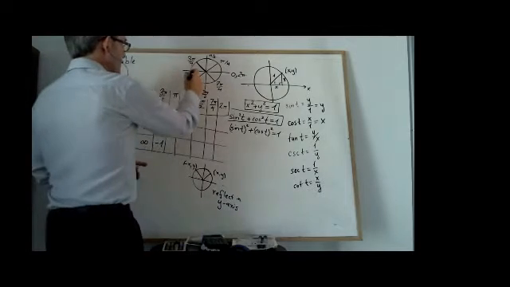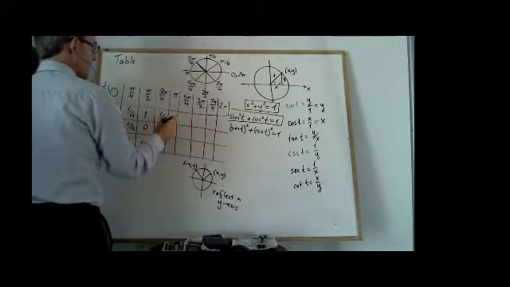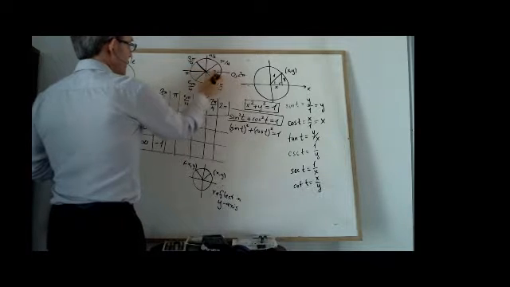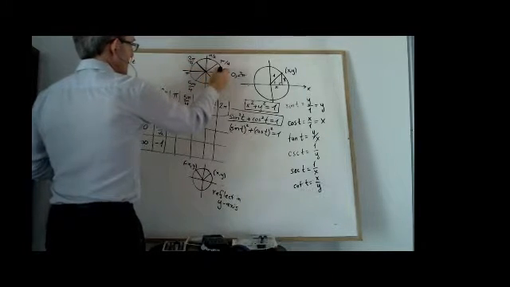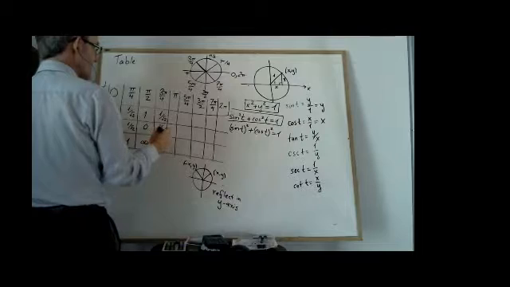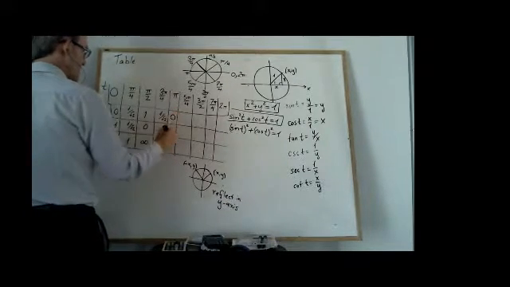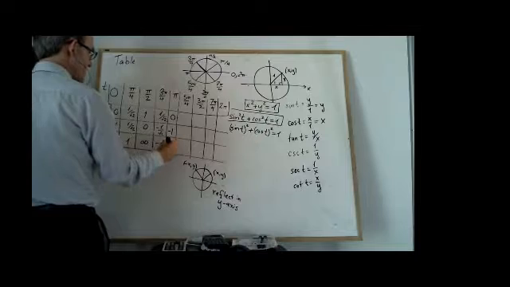For pi, that's also a reflection in the y-axis of this line. So again, cosine changes to minus 1. This does not change, and this is the ratio of the two. Again, it's 0.